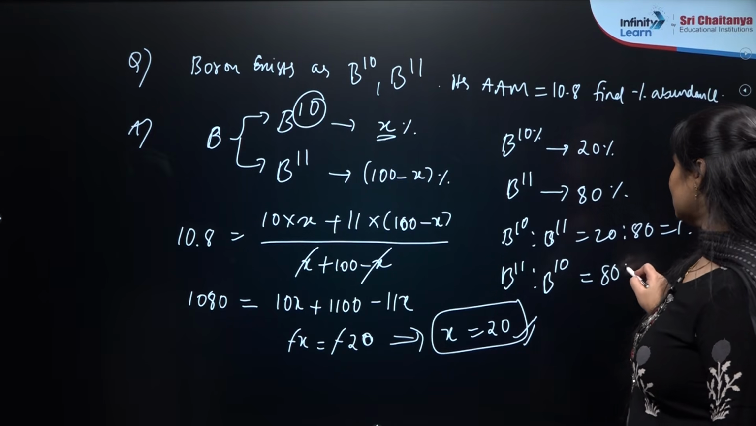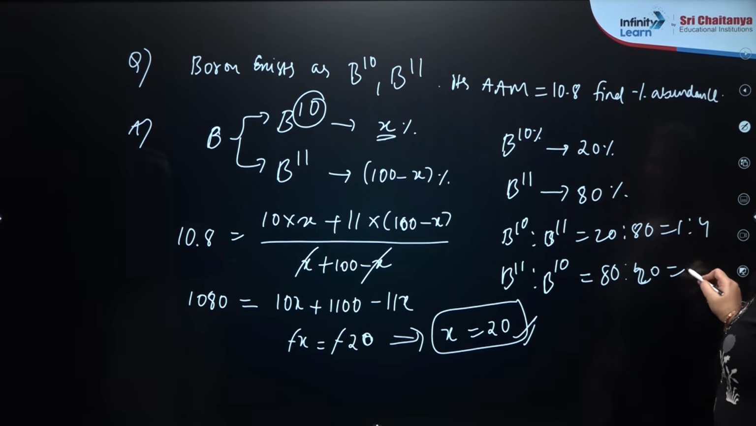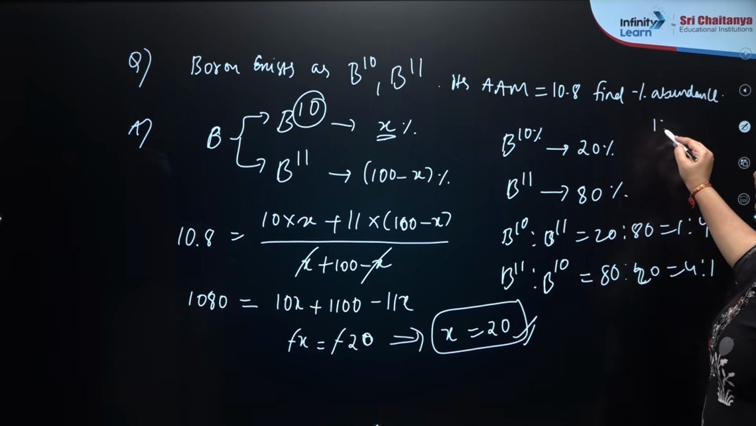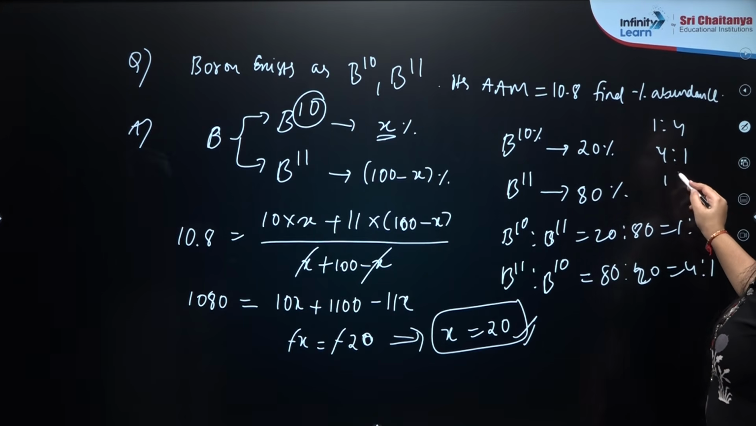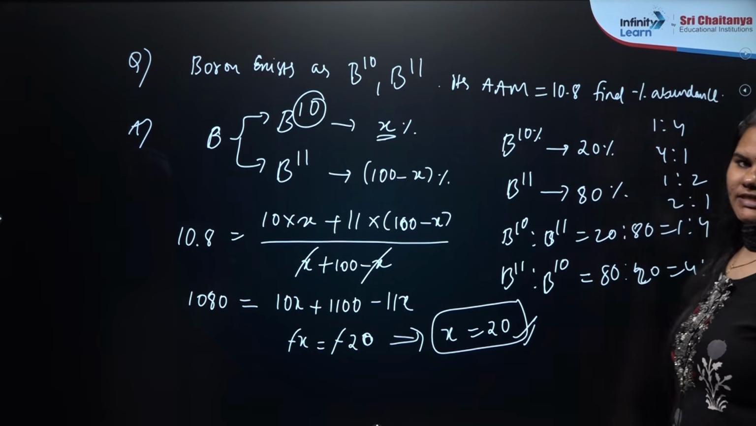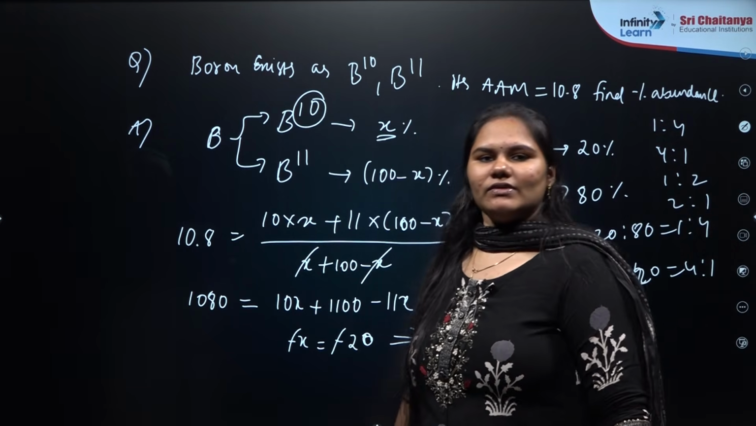It will be 80 is to 20, which will be 4 is to 1, because in the options it will be like 1 is to 4, 4 is to 1, 1 is to 2, 2 is to 1, something like that. So this is about average atomic mass.